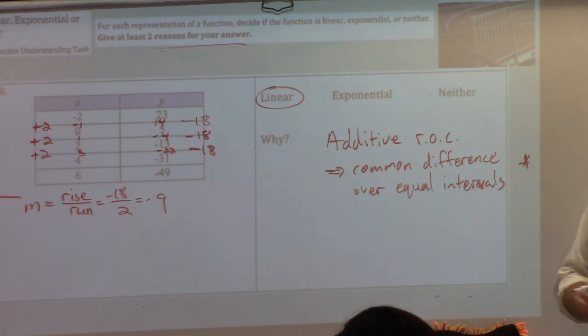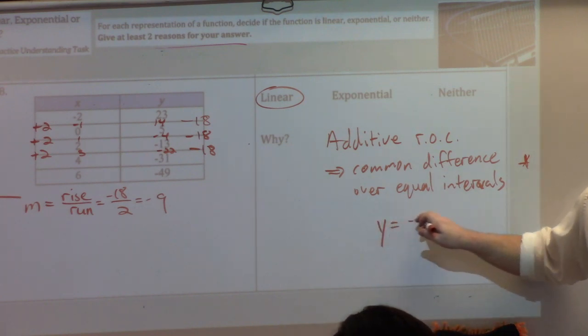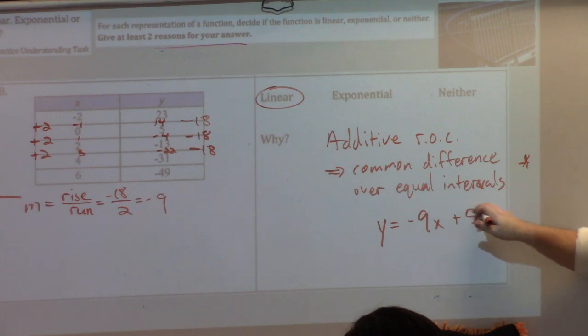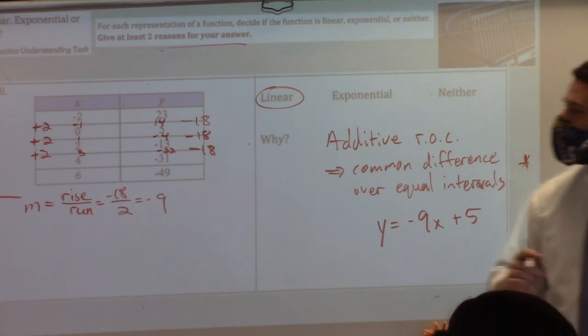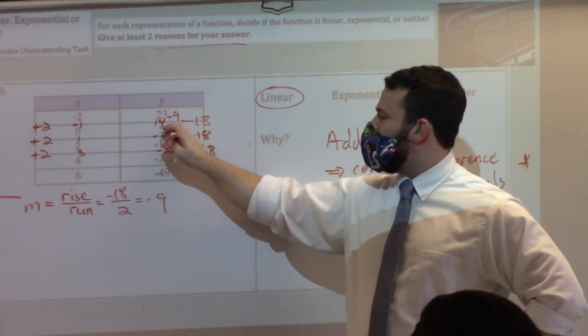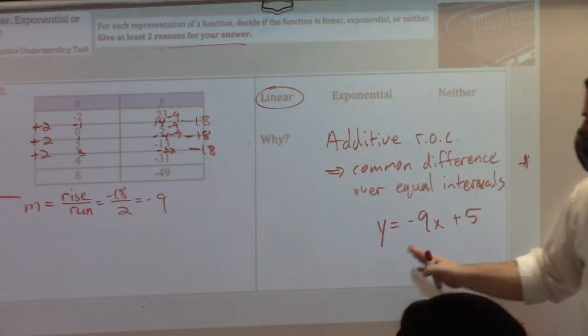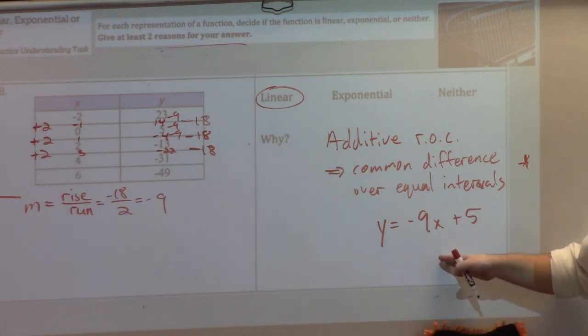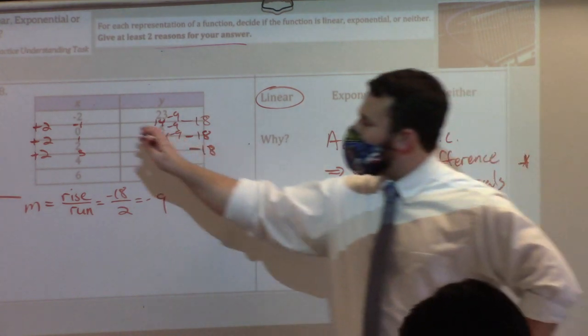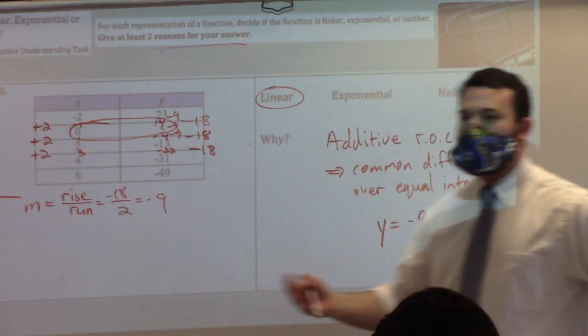Negative 2. Anyone know where I got this from? 9. No. What is my additive rate of change? I'm repeatedly adding a 9. Negative 9. That's why I'm subtracting 9, right? How do we show repeated addition? Multiplication. So I multiply it by x. What was my y-intercept? 5. 5. That's where I got this information.